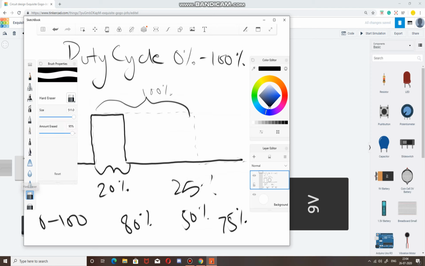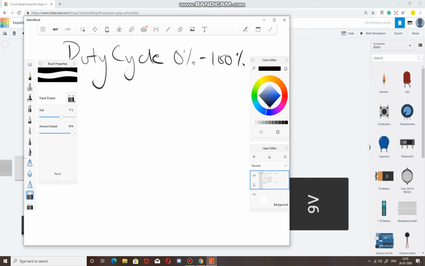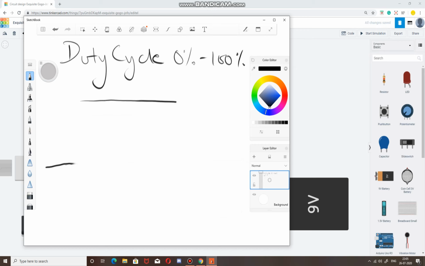Let me just erase it. All right, so what I'll do now is make a few waves: 25, 50, 75, and 100. I'll start with 0. So 0, you all know, is 0%, this part. And then the next one is 25%. The 25% wave looks something like this. This is 25%. Then comes 50%.